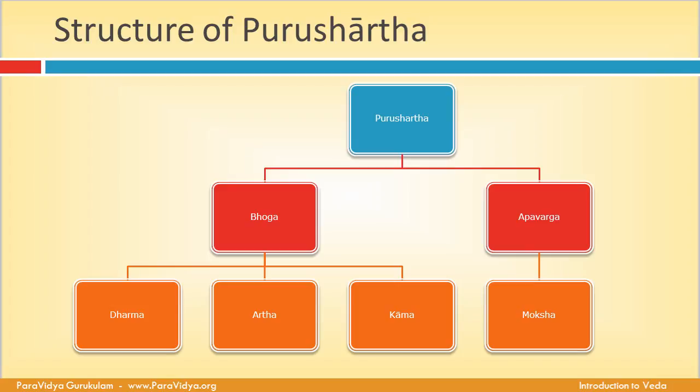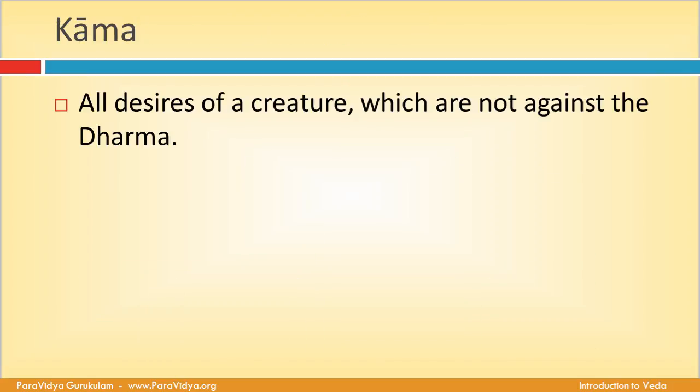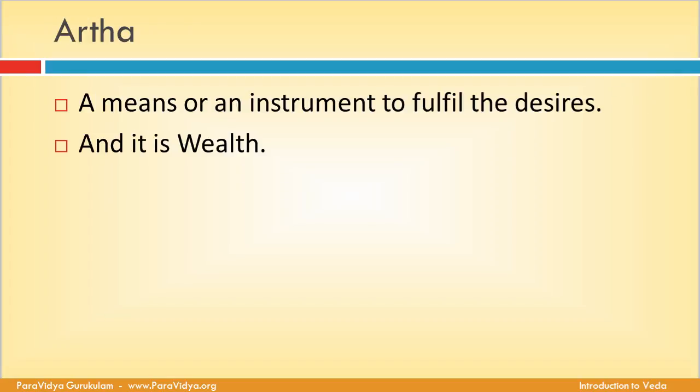This is the structure of Purushārtha. Purushārtha, under which comes Bhoga and Apavarga. Under Bhoga comes Dharma, Artha, and Kama. Under Apavarga comes Moksha. Kama: all desires of creatures which are not against the Dharma. Artha: a means or an instrument to fulfill the desires, and it is wealth.